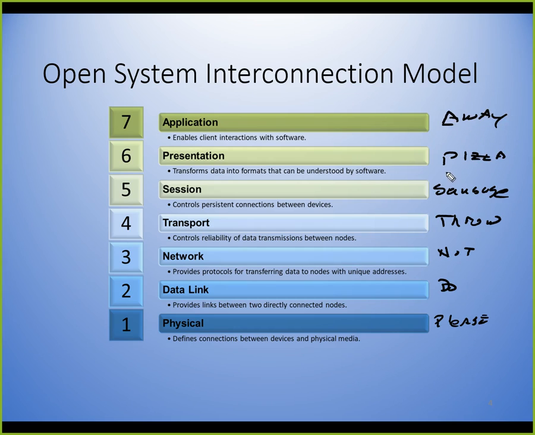So the first letter of each of these words represents the first letter of the layer of the OSI model. The other one that's been published for years is "All People Seem To Need Data Processing." So first thing is, what are the layers? Where do they go? How do they work? What do they do? The physical layer, the connections between the devices and the physical media.